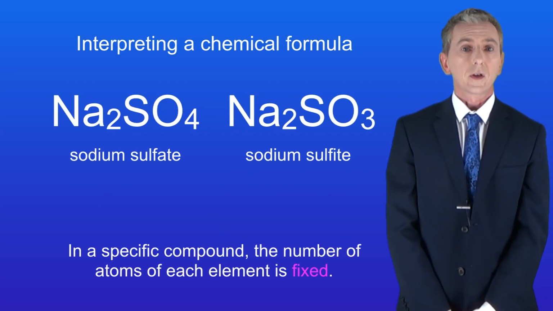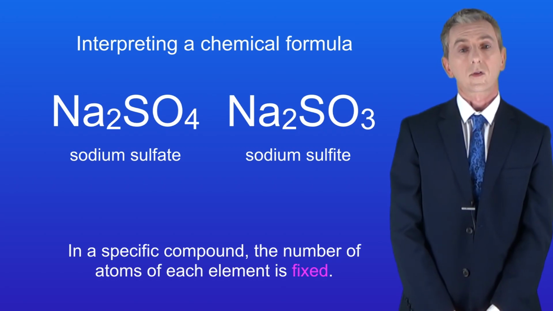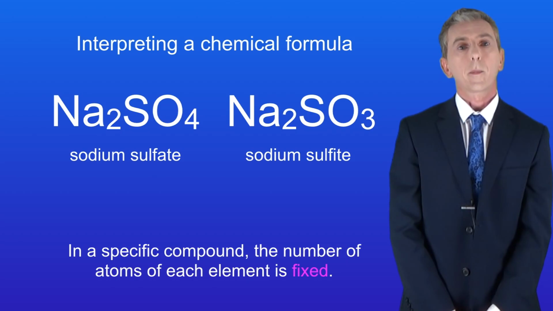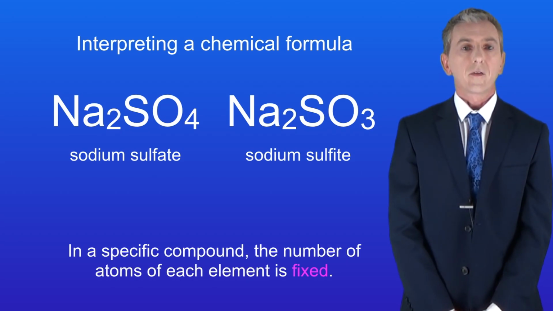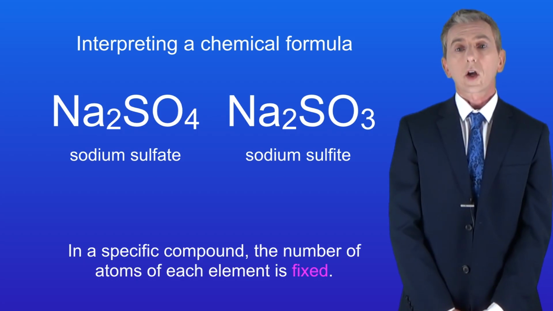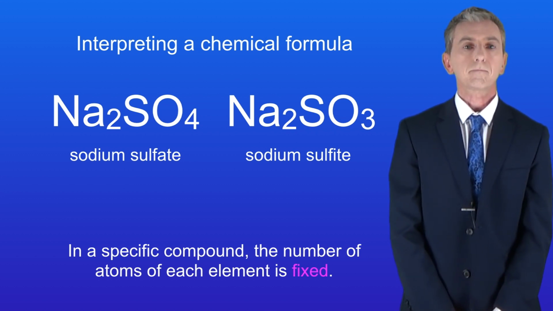Now, as I said in the last video, in a specific compound, the number of atoms of each element is fixed. We can't change that, because if we do, then we've got a different compound. On the left, we've got the compound sodium sulfate, and on the right, we've got the compound sodium sulfite. Can you see that by changing a small number, we've got a totally different compound?